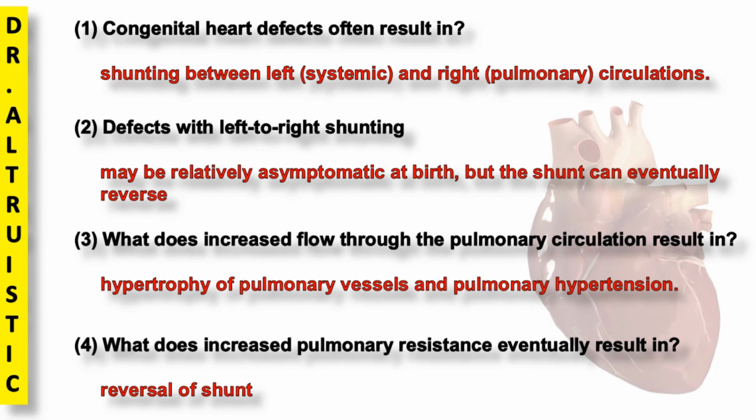3. What does increased flow through the pulmonary circulation result in? Hypertrophy of pulmonary vessels and pulmonary hypertension. 4. What does increased pulmonary resistance eventually result in? Reversal of shunt.